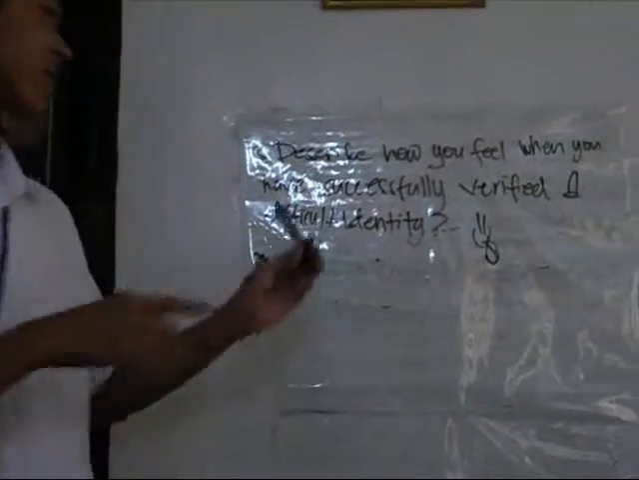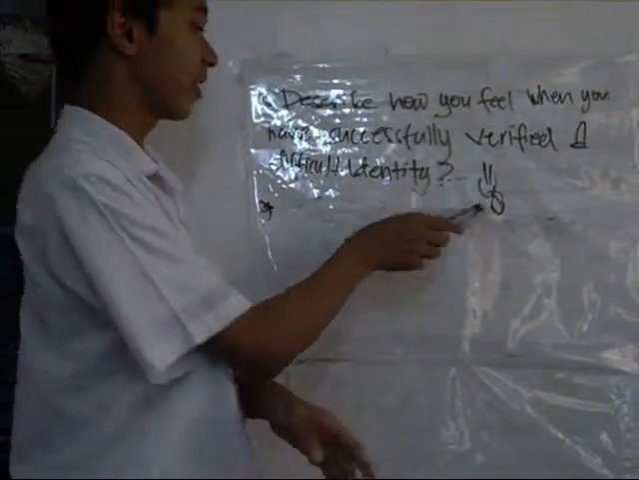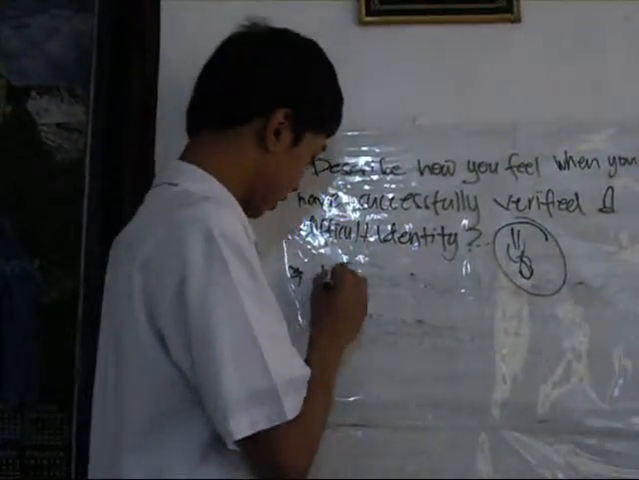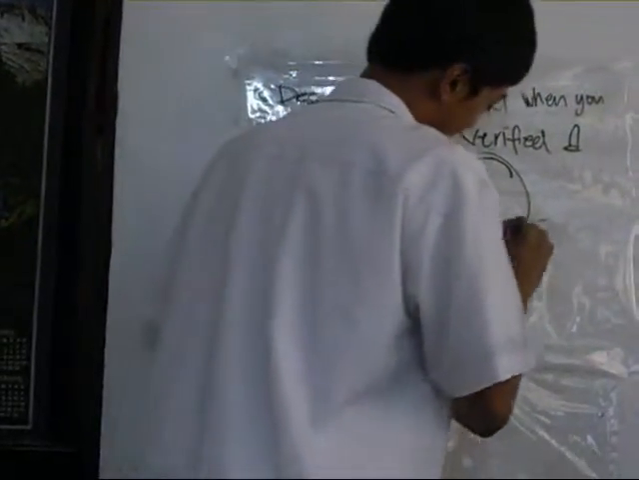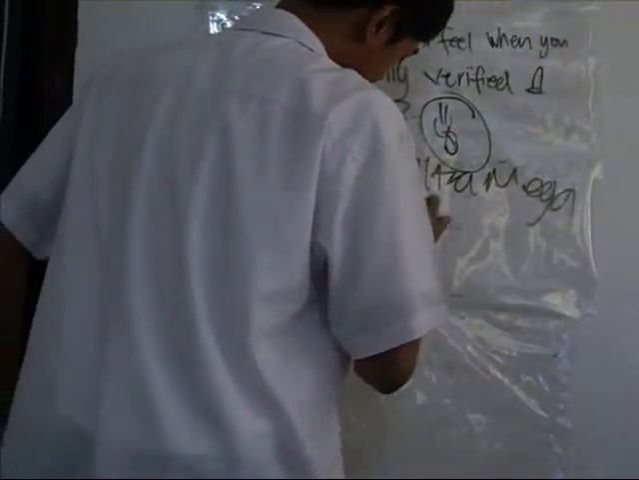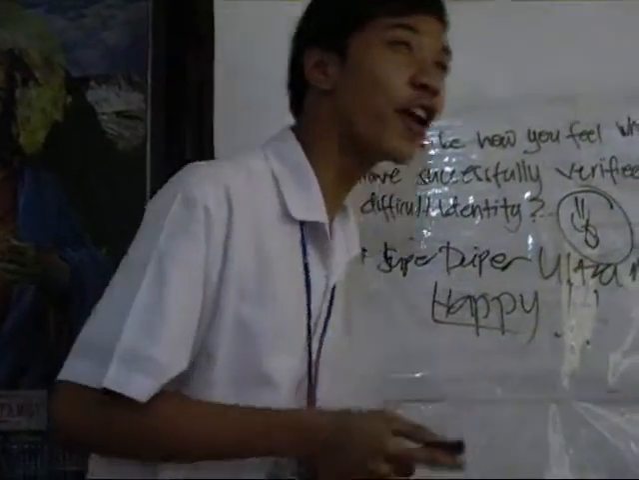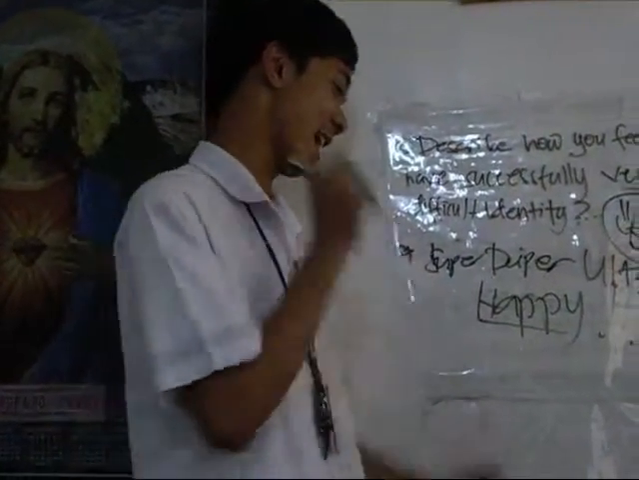Describe how you feel when you have successfully verified a difficult identity. And happy face. So you can see here, there's a clue, happy face. And my answer is super, ultra mega happy. Because I'm really happy that I can answer a very difficult question. And that's the end. Happy face.